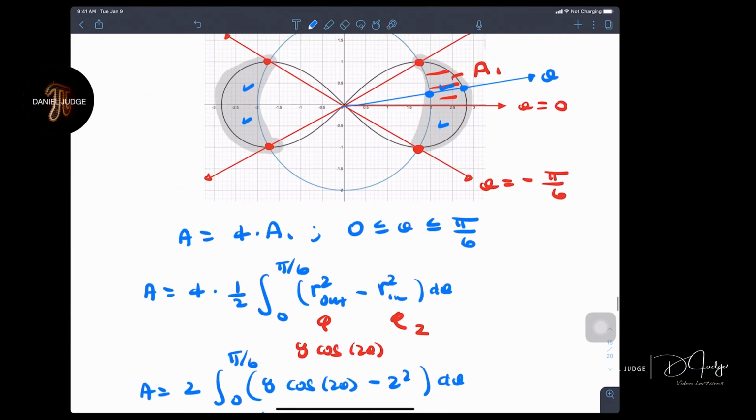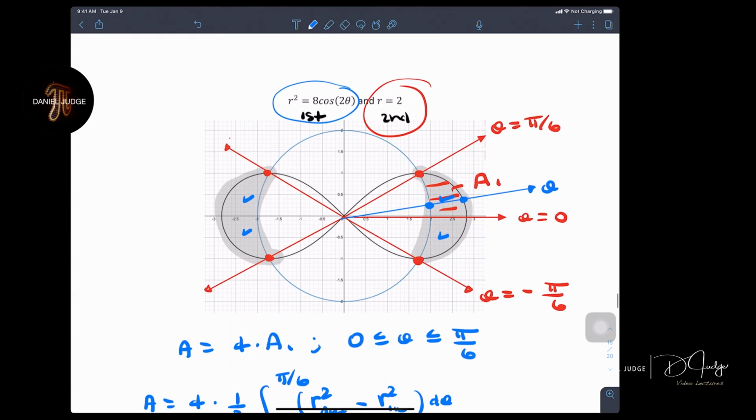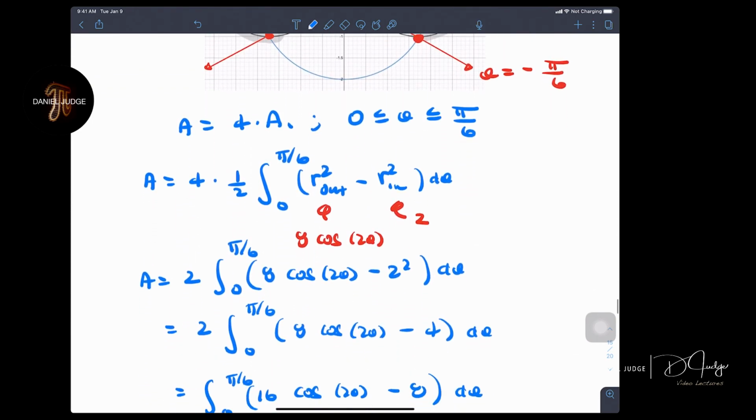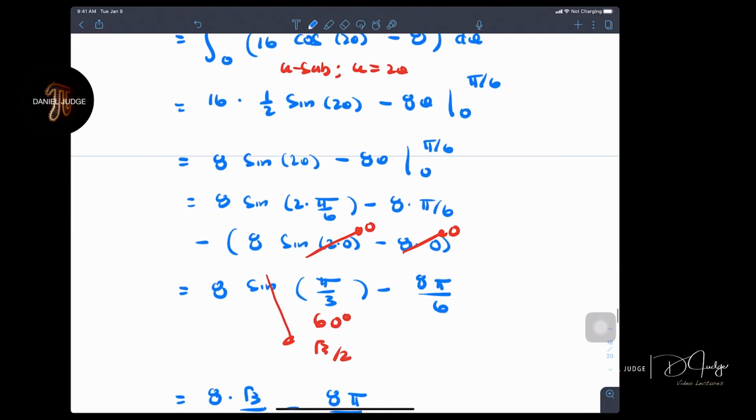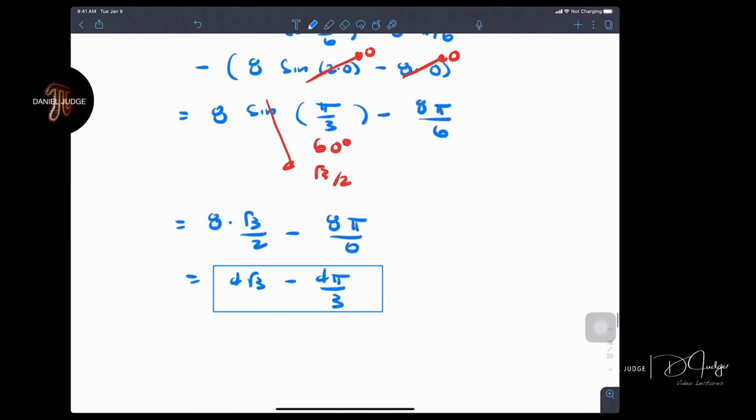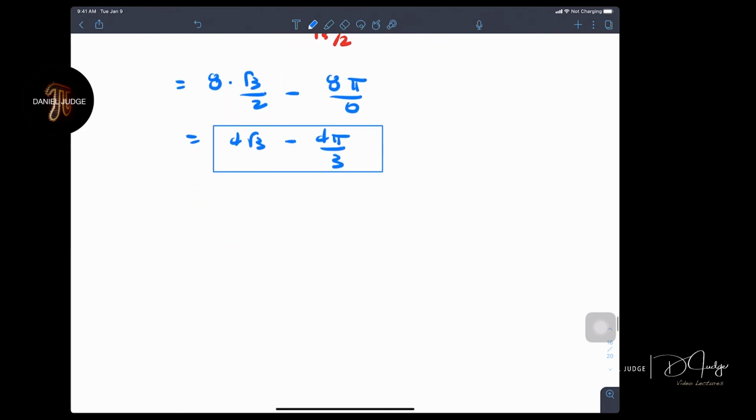So there we go, ladies and gentlemen. That's getting the whole area all at once. We're going to look at that property of symmetry here: 4 times that, and this is what you get. 4 square root of 3 minus 4 pi over 3. Anyway.